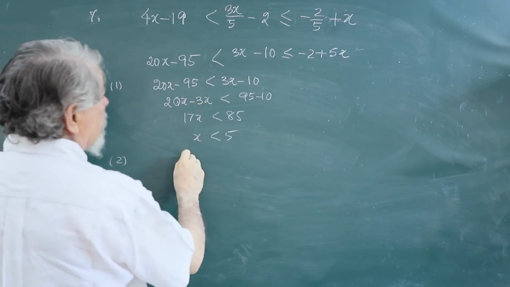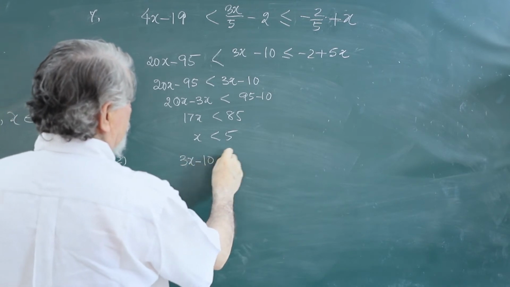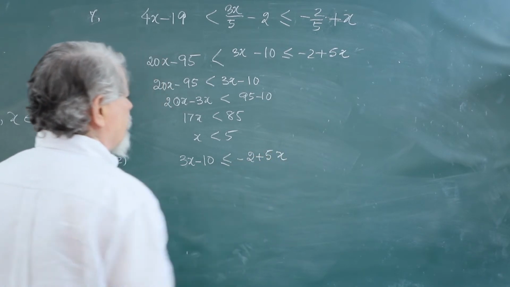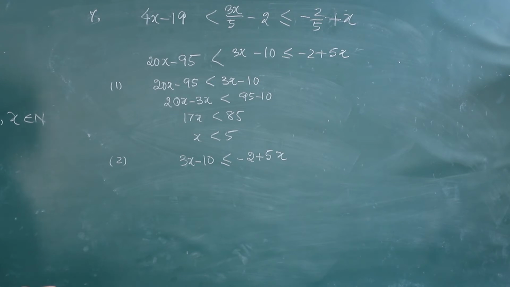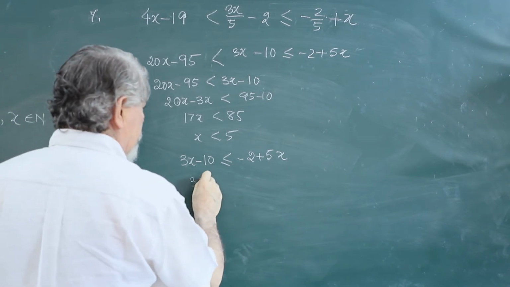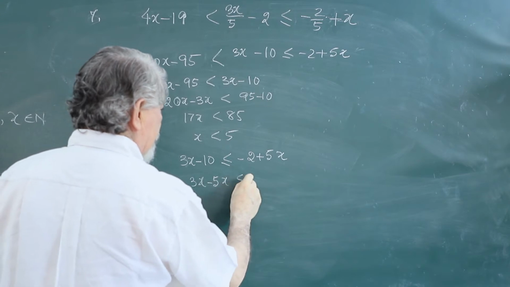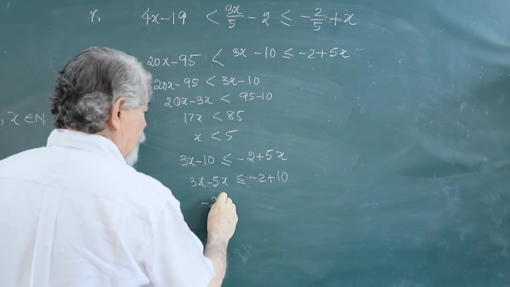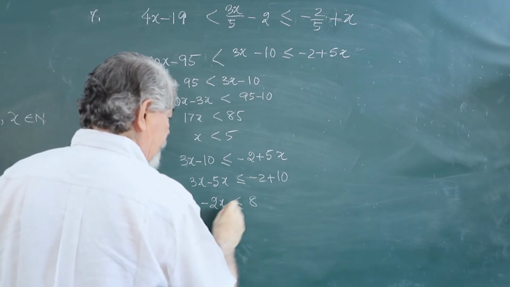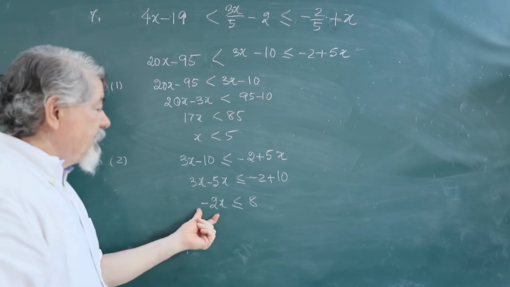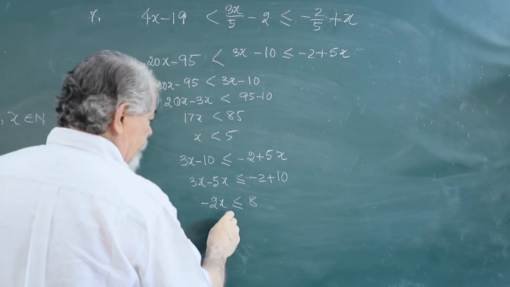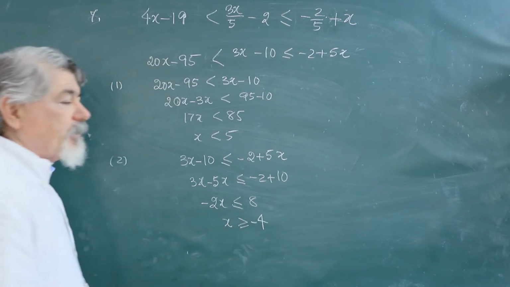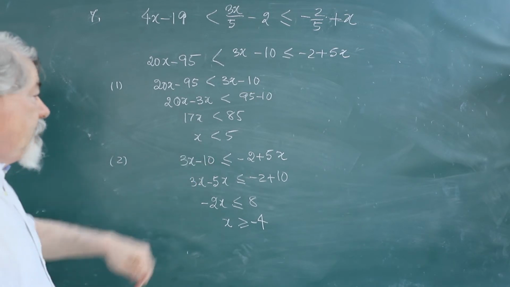And second is 3x minus 10 is less than or equal to minus 2 plus 5x. Let's bring the x term to one side and the constant term to the other side. 3x minus 5x is less than or equal to minus 2 plus 10. Minus 2x is less than or equal to 8. Because it is minus here, I will divide by minus 2, and the sign of inequality will reverse. x is greater than or equal to minus 4. x is less than 5.